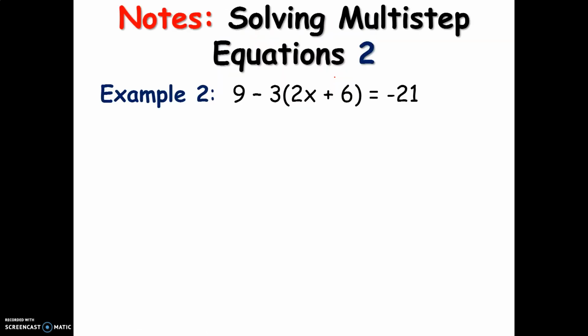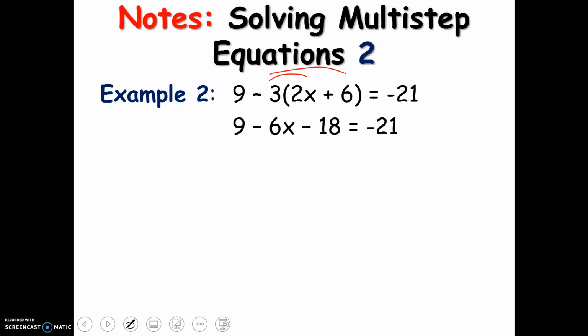All right, example 2: 9 minus 3 times (2x plus 6) is equal to negative 21. Once again, remember, when I have an equation that has both like terms and distributive property, we must distribute first. So I'm going to go ahead and start by distributing this negative 3 to the 2x plus 6. Note the 3 is negative because the minus sign in front of it makes it such. So I have negative 3 times 2x, which is negative 6x, and negative 3 times positive 6, which is negative 18. So this becomes 9 minus 6x minus 18 is equal to negative 21.